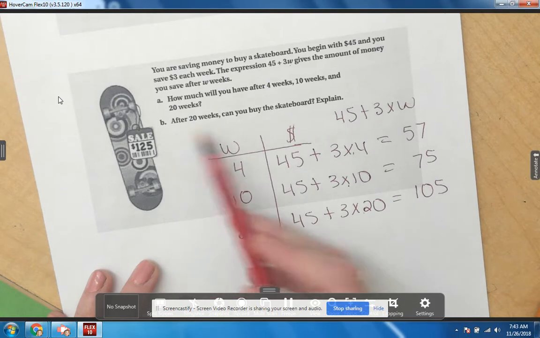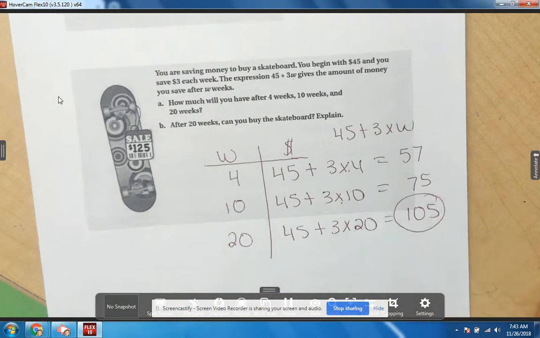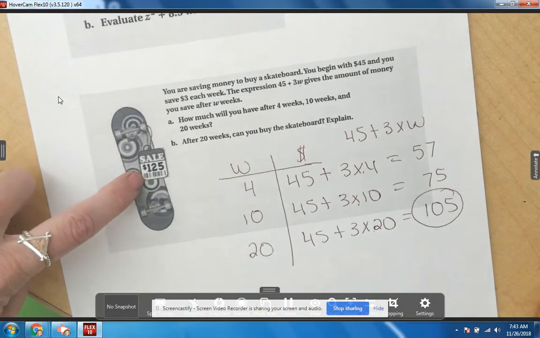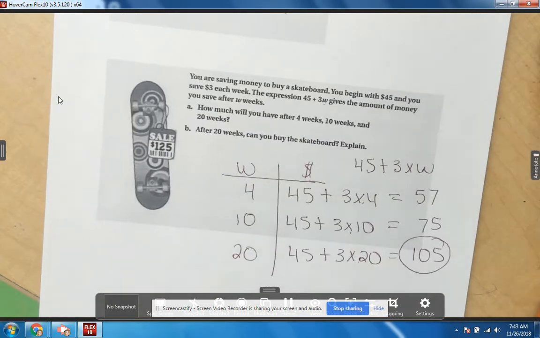Part B says, after 20 weeks, can you buy the skateboard? So after 20 weeks, you have $105. The skateboard is $125. So no, you still do not have enough money. Okay, so make sure you did all of these, and then you could check in with me.